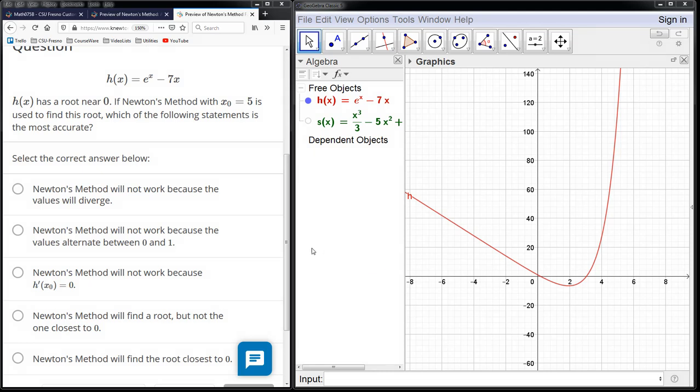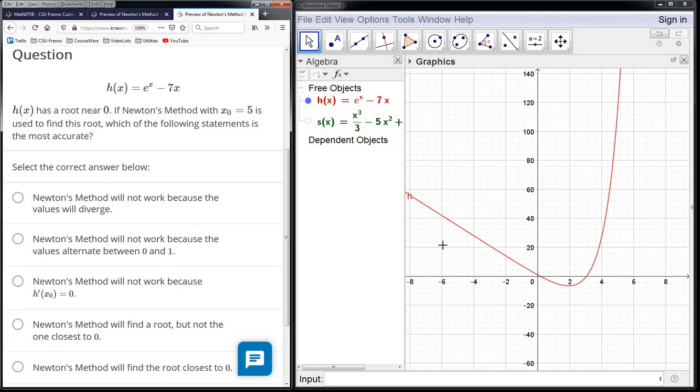So this is a video about Newton's method. In particular, it's a video about how Newton's method can sometimes fail or give results that you're not expecting.